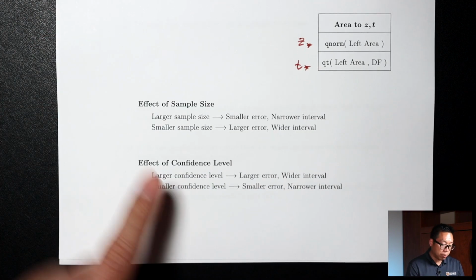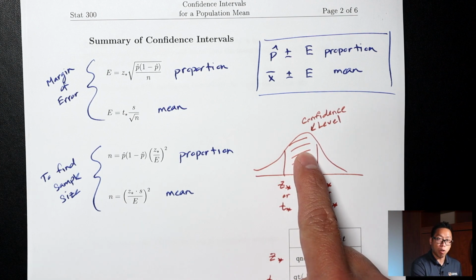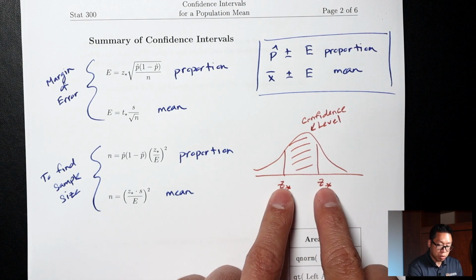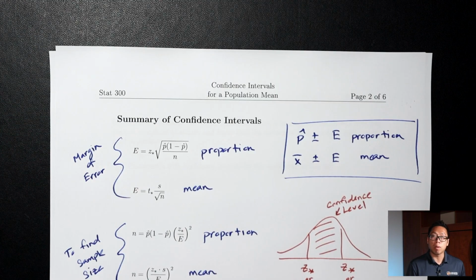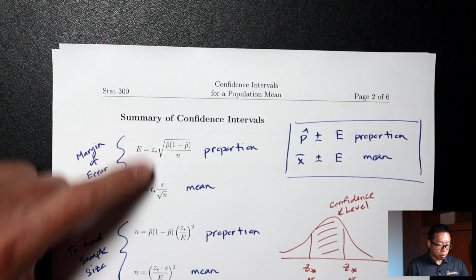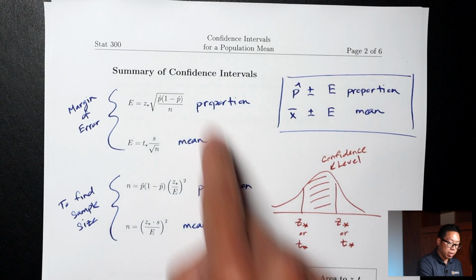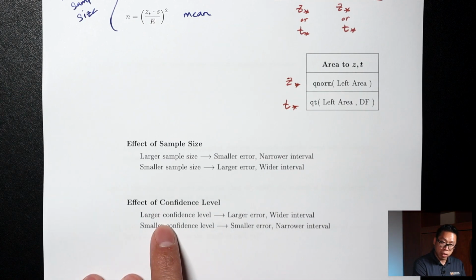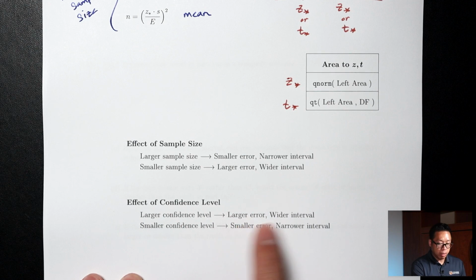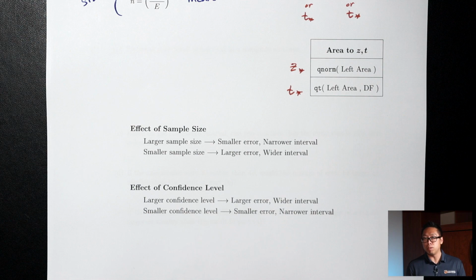Confidence level has to do with this picture and the area in the middle. If you're using a larger confidence level, the area in the middle will be larger. Larger area means these z stars will be bigger, or these t stars will be bigger. And in our formula for margin of error, z stars and t stars are being multiplied. So if you're multiplying by a bigger number, you're going to get a bigger number overall for the margin of error. So larger confidence level leads to a larger error, which means our intervals will be wider. Smaller confidence level, you'll get the reverse effect.